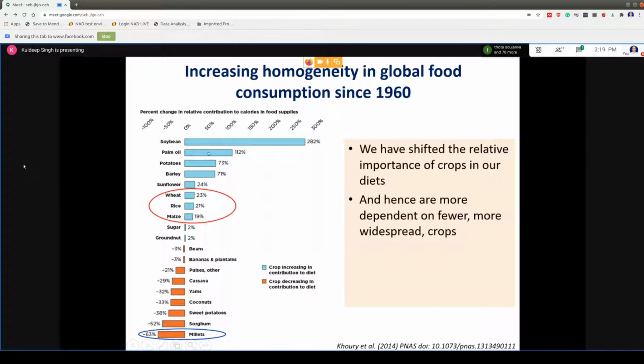I beg your attention, students, look at palm oil. Palm oil is not a very good oil. But 80% of the oil which we are importing in India is palm oil. And that's probably one of the worst quality oils available, much worse than coconut oil. And see our coconut consumption, it has gone down by 33%, and palm oil has gone up by 112% since the 1960s. These are very well documented, very recent figures showing how things have changed over the last, let's say, 8 or 10 decades.